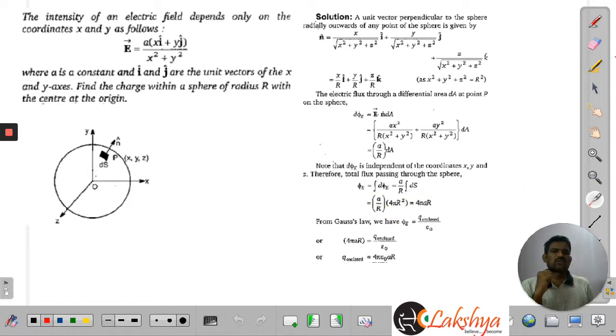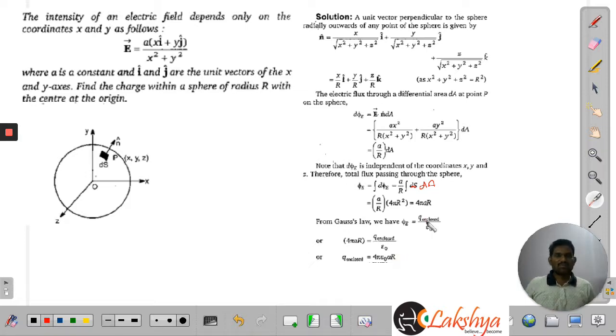dA is nothing but our area element here. So let us write the integral of dA, and the integral of dA is nothing but the total surface area, 4 pi r square, you will get. So 4 pi a r you will get, and according to our Gauss law, that should be equated to q enclosed by epsilon naught. And so from this we are getting q enclosed as 4 pi epsilon naught into a r, right? So that is the charge enclosed here.